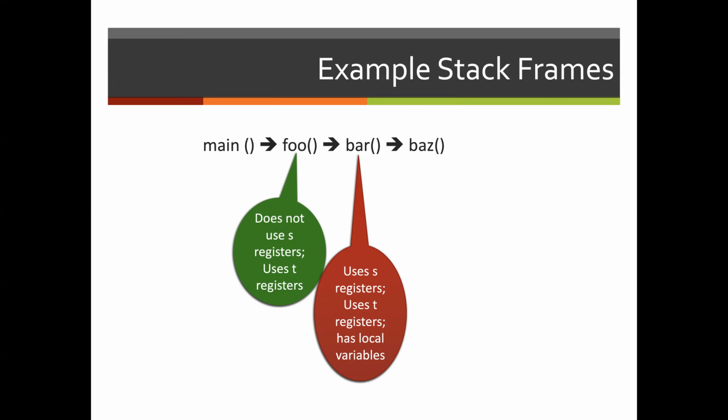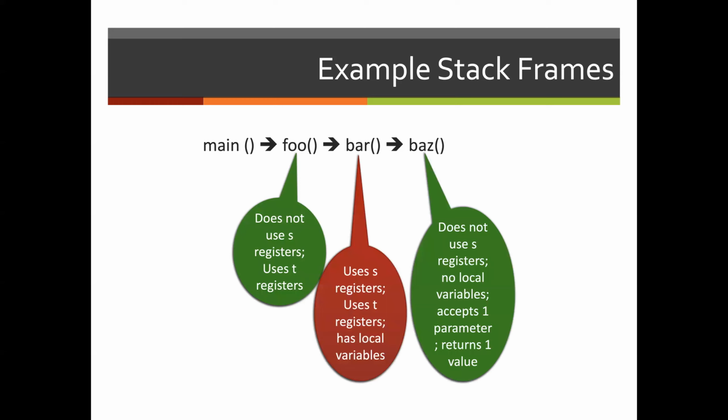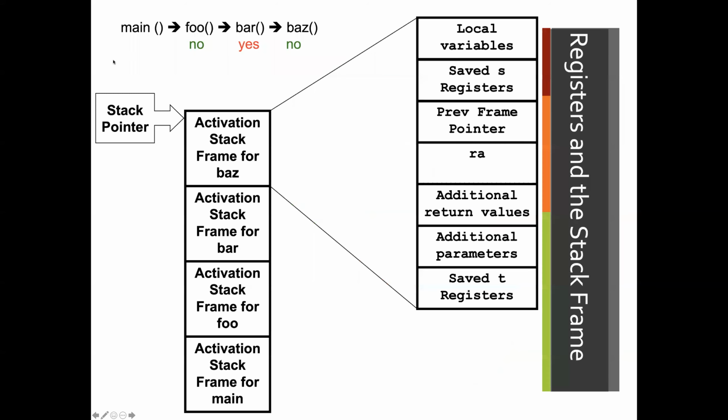It also has local variables. We have the method baz, which does not use S registers, and it has no local variables. It'll accept one parameter, and it also returns one value. And so with all three of these, we have different considerations to keep in mind. So let's consider how these would function on our stack frame.